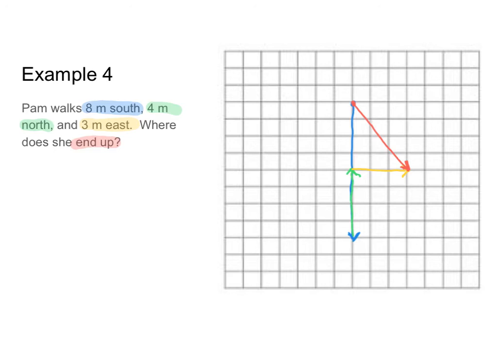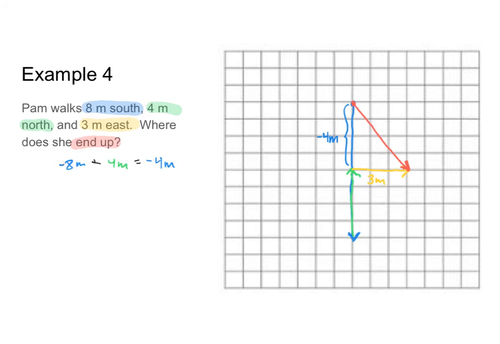So we went -8 meters plus 4 meters, meaning that this length here is going to be, we'll say it is -4 meters from where Pam starts. So let's go ahead and add that to our graph. So this distance here is going to be -4 meters. And this side here will be 3 meters.